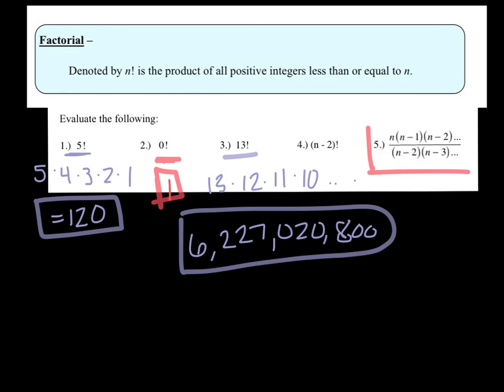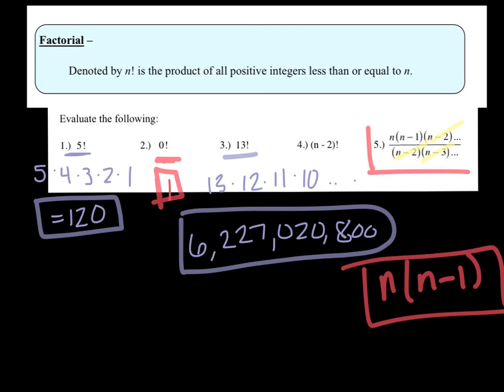So what happens, depending on where we start at, once we start repeating values, because it would be the same value, they would go away, and you would just be left with n times n minus 1. And that's it.